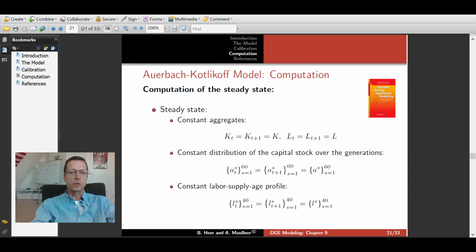Let us turn to the computation of the steady state, which is characterized by constant aggregates and constant individual variables. So the aggregate capital stock K_t is constant and equal to K. Aggregate labor L_t is equal to L. And the individual wealth only depends on s, but not on time t. So each cohort has the wealth a_s and labor supply l_s. And we would like to compute these profiles and the aggregate variables.